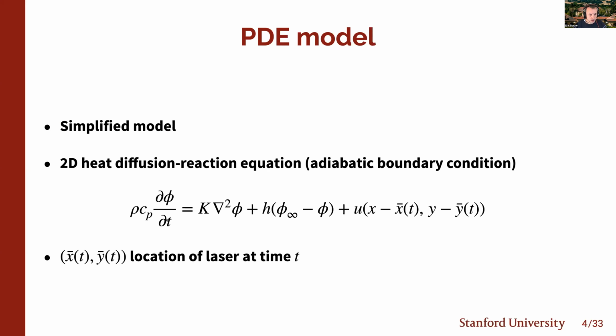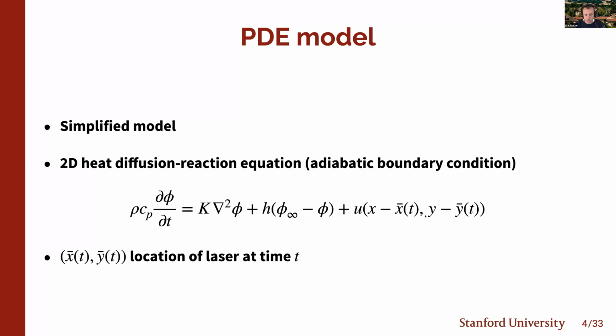So you have d phi dt, so temperature over time, the Laplacian of phi, and the h phi term is basically the heat conduction with the layers below the one where you're currently printing, and then you have this term. So x bar, y bar is basically the location of the center of the laser at time t, and the laser has a certain shape, so circular, or it could be sort of a Gaussian shape, which is given by this function u here.